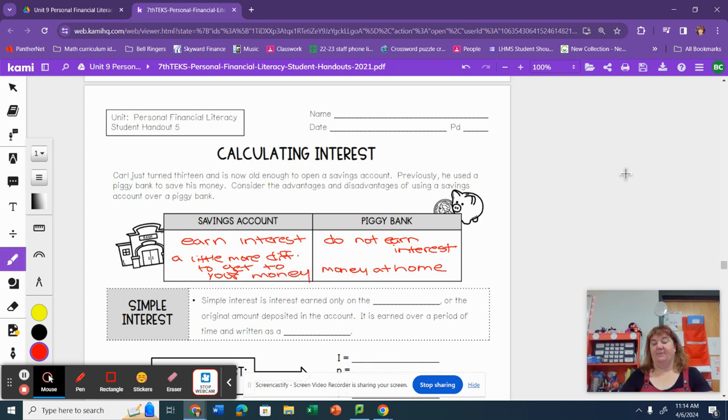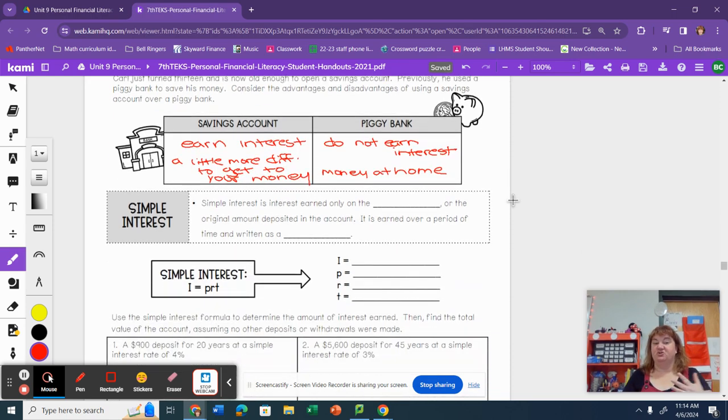So let's first talk about what simple interest is and how much you could make. Simple interest is interest earned only on the principal. Okay, that's a big word. Principal, or the original amount deposited in the account. It's earned over a period of time and written as a percentage.